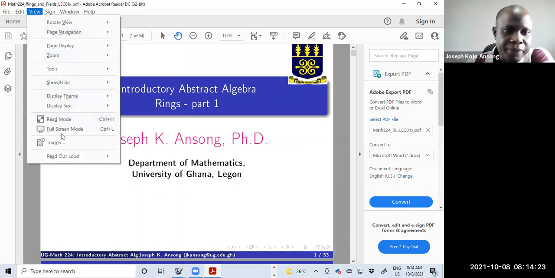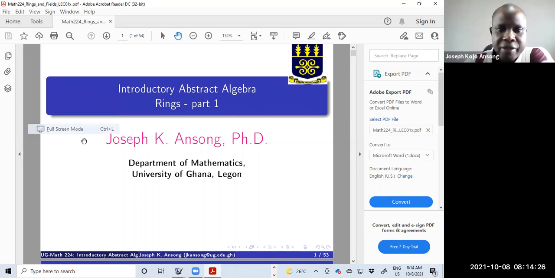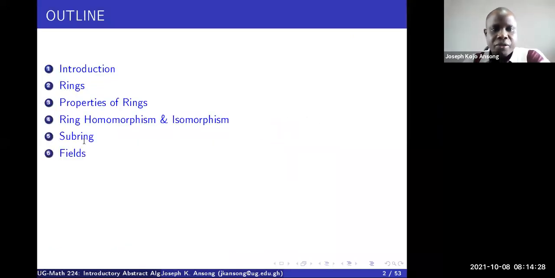Okay, so let me just expand my screen here. I'll give an introduction, and then we'll define what a ring is and go through a couple of interesting examples. Then in subsequent videos, I will do properties of rings, a famous theorem on rings, basically on multiplication. Then we'll look at ring homomorphisms and isomorphisms, similar to what we did in groups. And then we'll look at subrings and then fields. Fields are basically a type of ring, if you like.